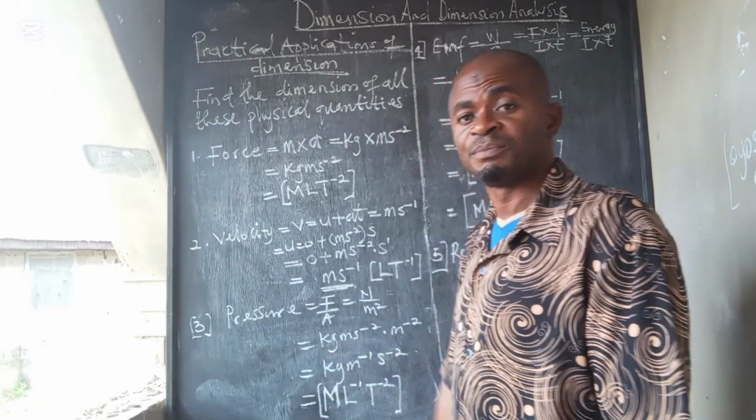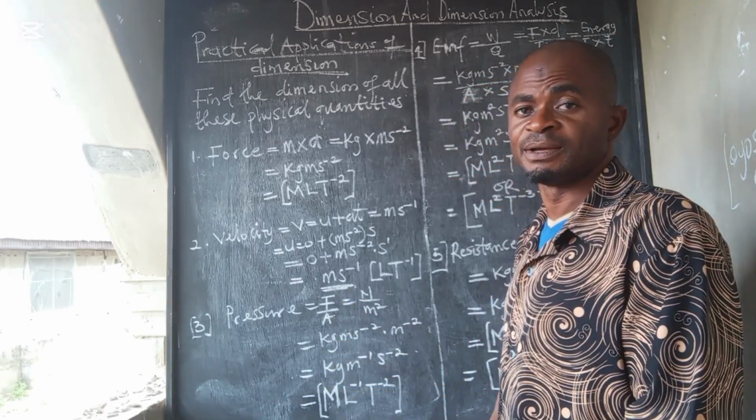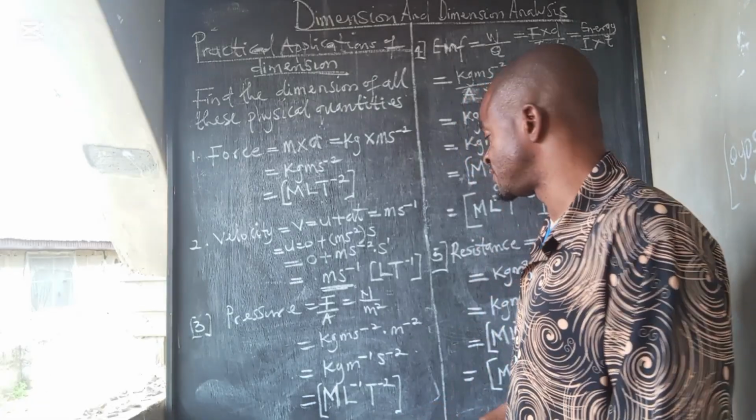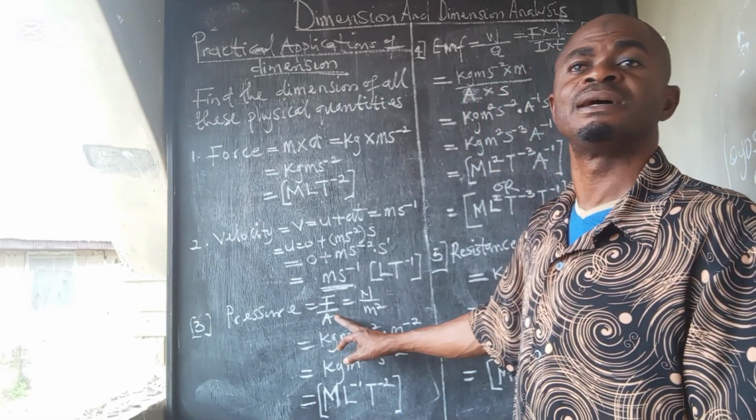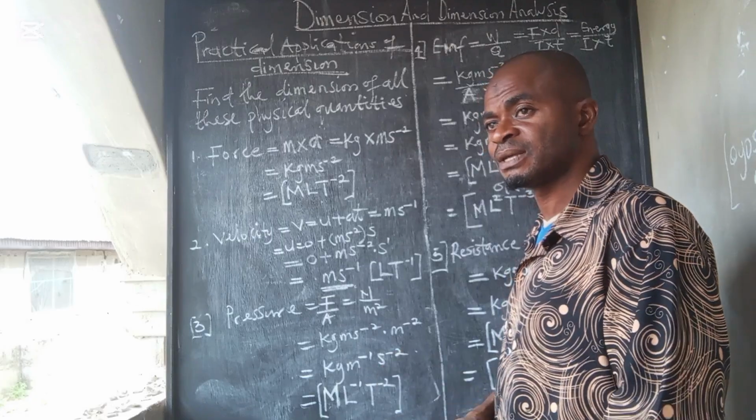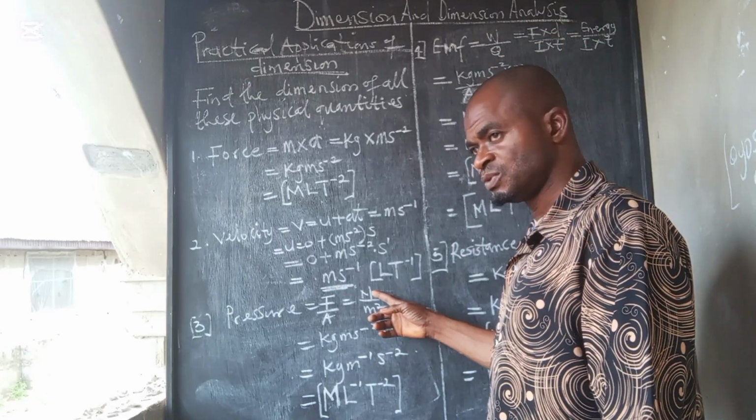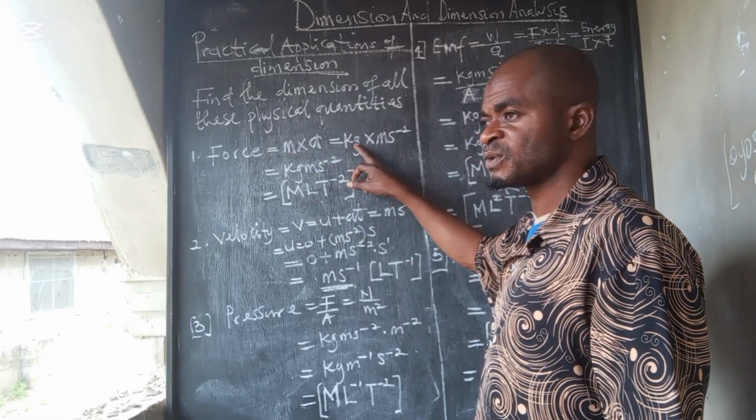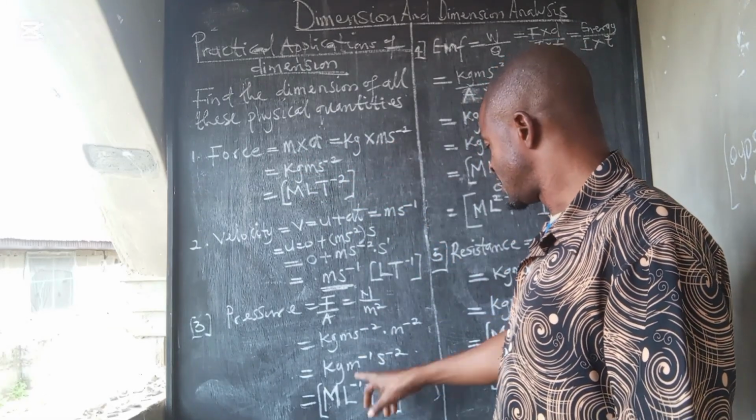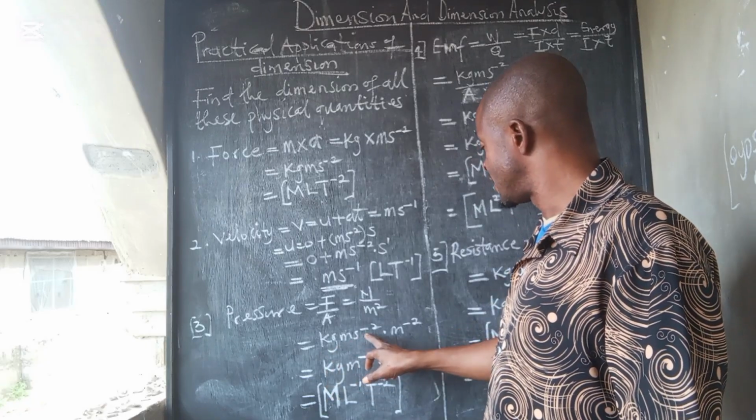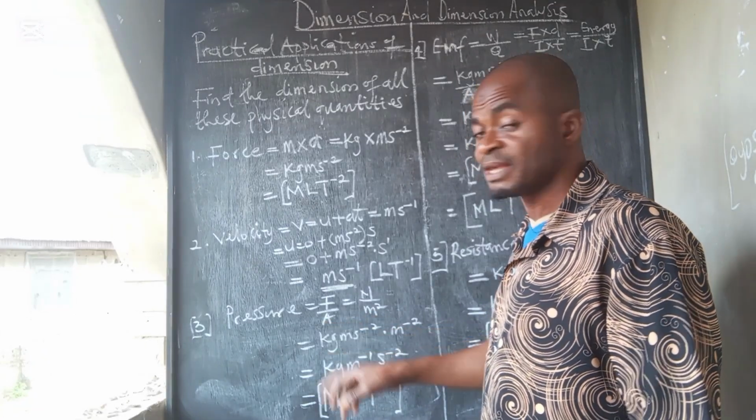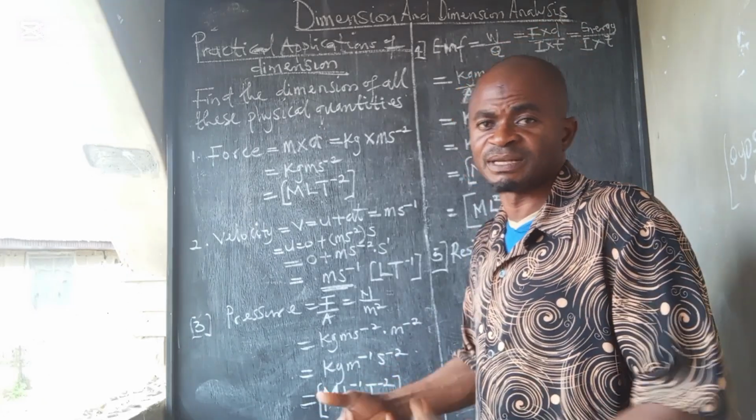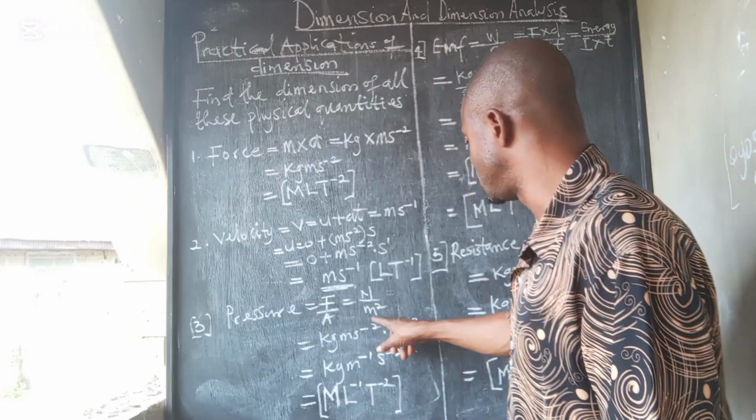Let's go to pressure. Pressure is force over area. What is the SI unit of force? Newton. The unit of acceleration is meter per second square. Newton, from here, is the force, which is kilogram meter per second square. Then you have meter square here for the area. Don't forget, area is length times breadth. Length is meter, breadth is meter. When you have length times breadth, you have meter square.